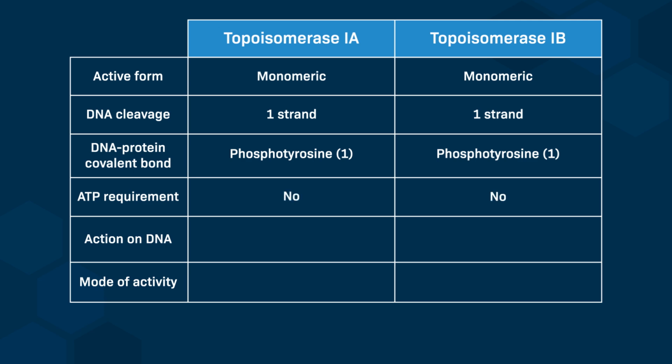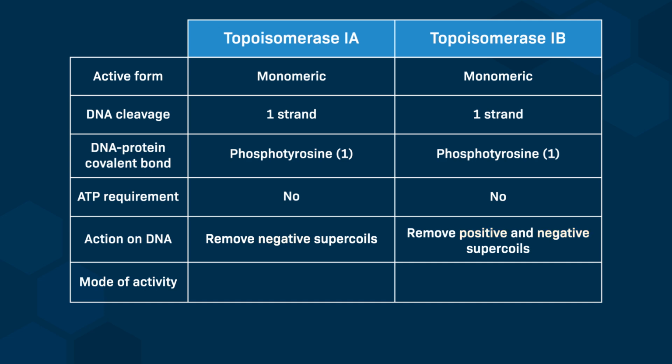The action of the two topoisomerases differs slightly. Topoisomerase 1A is capable of removing negative supercoils from DNA, while topoisomerase 1B can remove both positive and negative supercoils. One major difference lies in their mode of activity or mechanism of action. Topoisomerase 1A operates through a mechanism known as strand passage, while topoisomerase 1B follows the controlled rotation model.